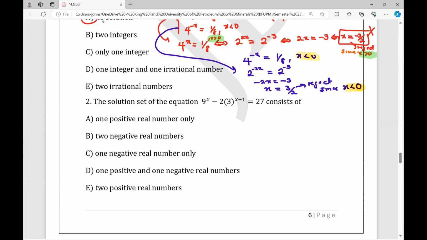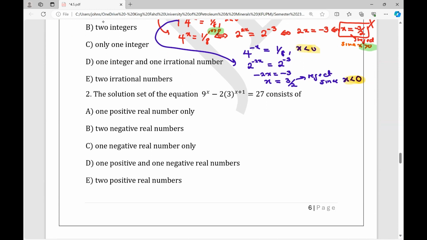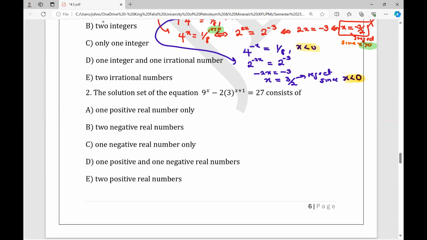Then for question number 2, we have to just solve this. We can write this as 3 to the power 2x minus 2 times 3 to the power x times 3 minus 27 equals 0. So we can make a substitution.